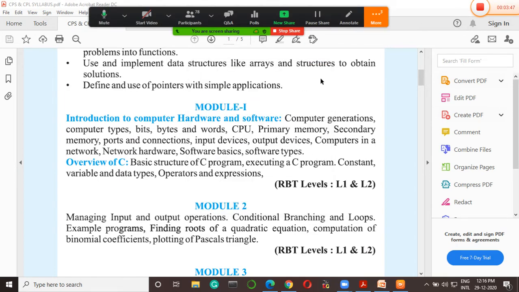And when it comes to the operations of operators, a normal way of calculation as a human being is different, and the way of calculation in programming is completely different, which I will be discussing in the upcoming classes. So these are the various concepts which will be covered in module 1, and this module 1 has a weightage of 20 marks for your main examination.